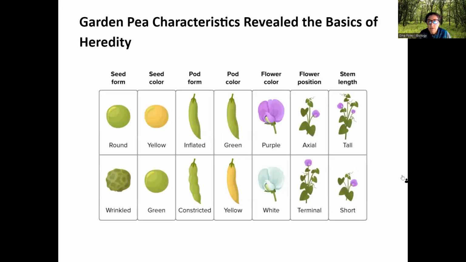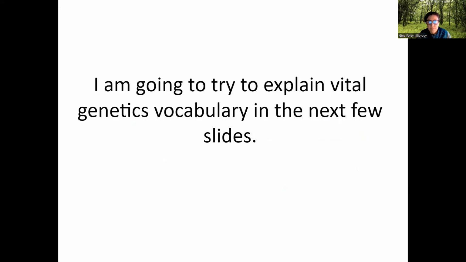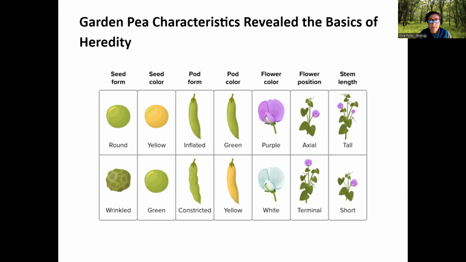So here's just an example of all the traits that Gregor Mendel took data on. He looked at the seed form, seed color, the pods, the color of the flowers, the position of the flowers, how long they were, tall or short plants, and he collected data. So he did this for a long time. He had a lot of data that he collected. From that, we get what we call Mendelian genetics.